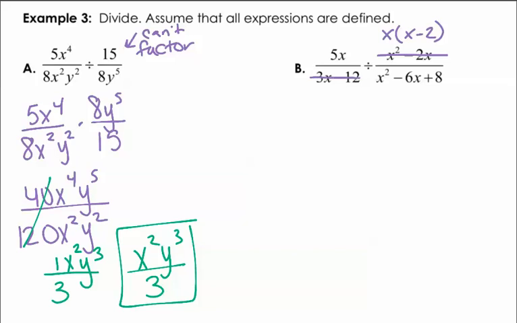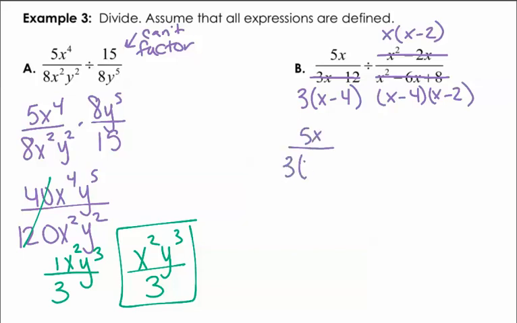I have a GCF that I can factor out of 3x minus 12, so I can take that 3 out and have x minus 4. And then numbers that multiply to be a positive 8 and add up to be negative 6 would be x minus 4 and x minus 2. So now what I'm thinking about is this fraction, 5x over 3 times x minus 4, divided by x times x minus 2 over x minus 4 times x minus 2.